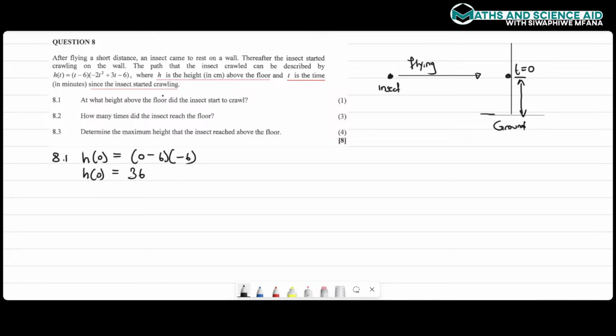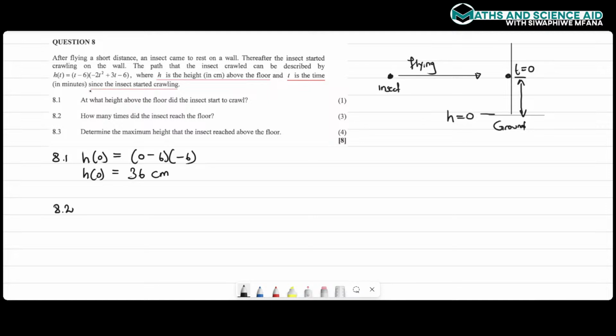So yeah, the insect started to crawl at a height of 36 centimeters above the ground. Okay, now we know that. Moving on to 8.2. How many times did the insect reach the floor? If you think about this question, when the insect reaches the floor, the height is 0. At the floor, h is 0, right?